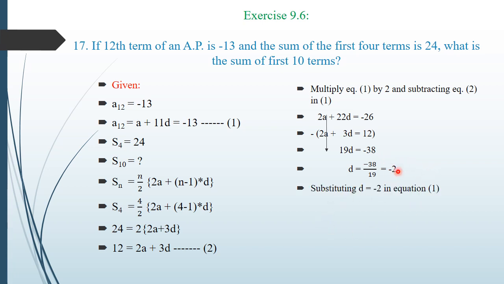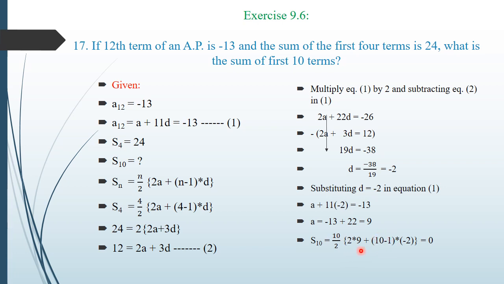Then substituting this minus 2 in equation 1, I'll get the a value: a plus 11 into minus 2 is equal to minus 13, or a is equal to minus 13 plus 22. That will give me the answer as 9 here. Now substituting these a, d values in the Sn formula for calculating S10, S10 is equal to 10 by 2 into 2a plus 10 minus 1 into d. In place of a I have put 9, in place of d I have put minus 2, in place of n I have substituted 10 here.